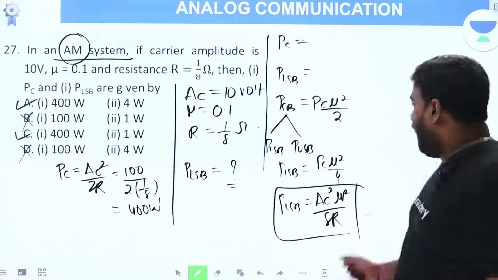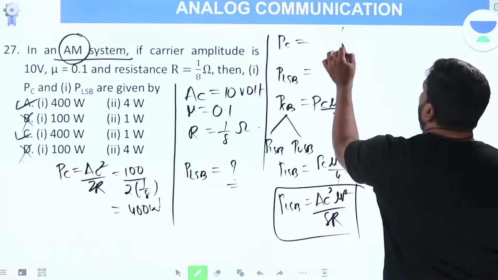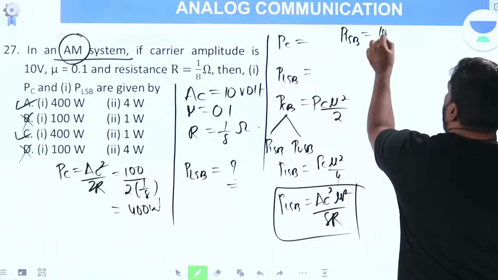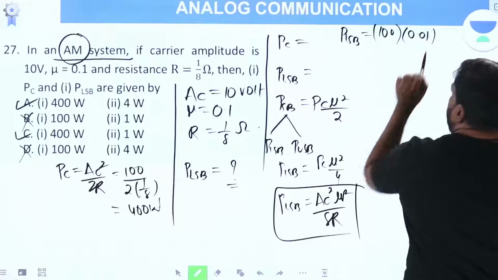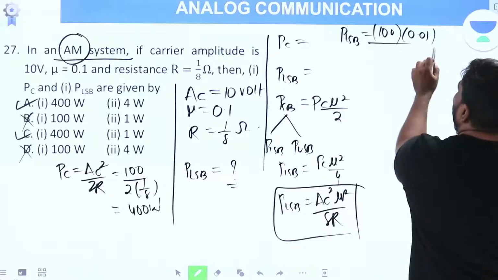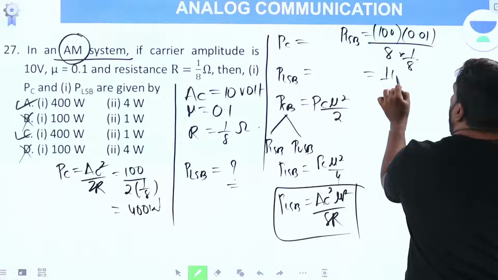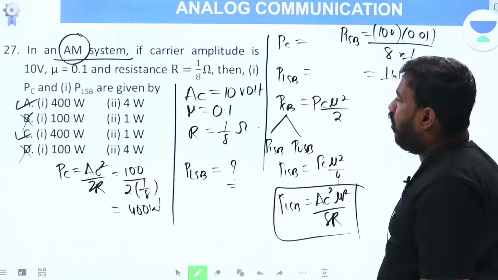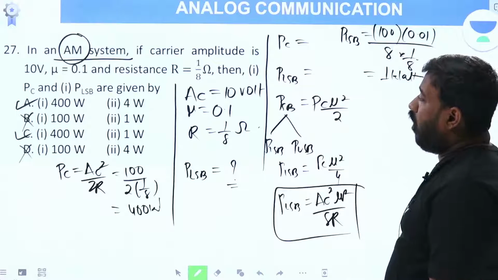Lower sideband power is Ac square mu square by 8R. Substitute: 100 into mu square 0.01 by 8R, with R being 1 by 8. This is 1 watt. Lower sideband power is 1 watt. You have two options, so option C is the answer.